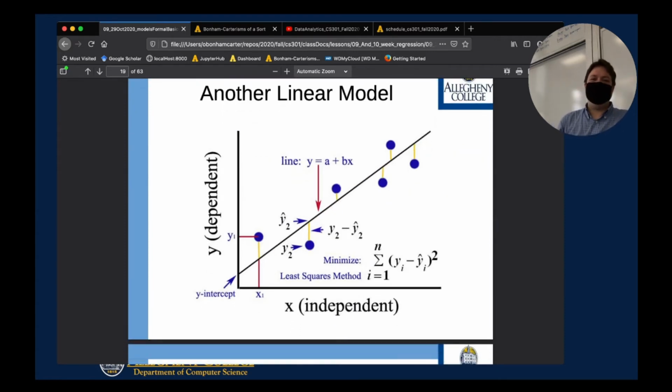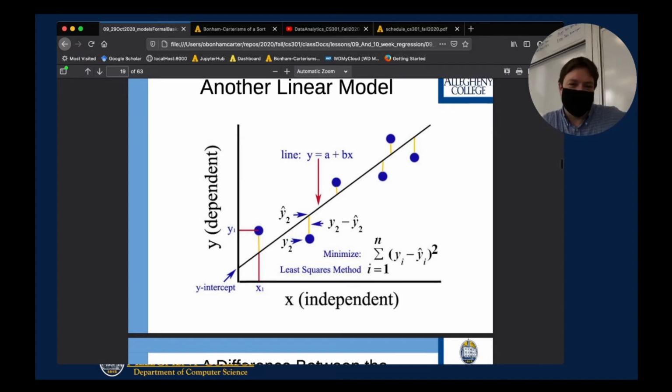Y is equal to a plus bx, or y is equal to mx plus b. It seems like every book has a different way of writing the line, but if you remember that a is your intercept, b is the slope, and x is the actual value. Here we go. These are correct: independent and dependent.